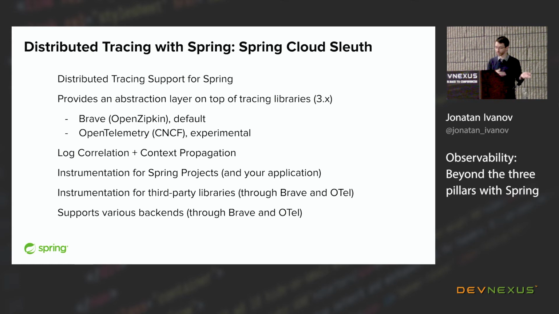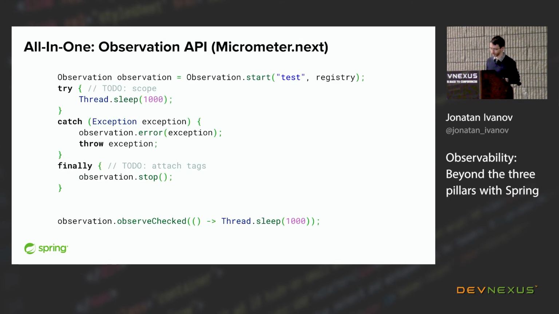Spring projects are instrumented by Sleuth, and you can instrument your own applications as well. There are instrumentations for third-party libraries throughout these tracing libraries like Brave and OTel, and we have support for various backends because of those.